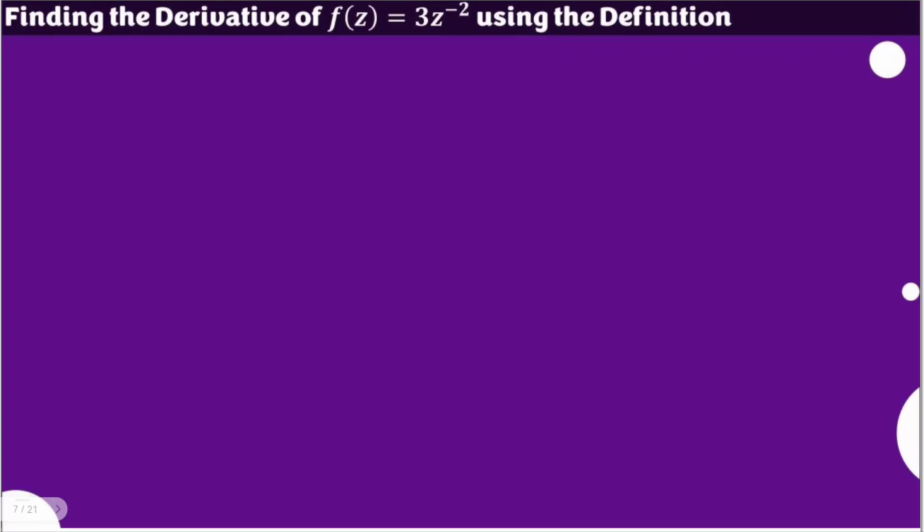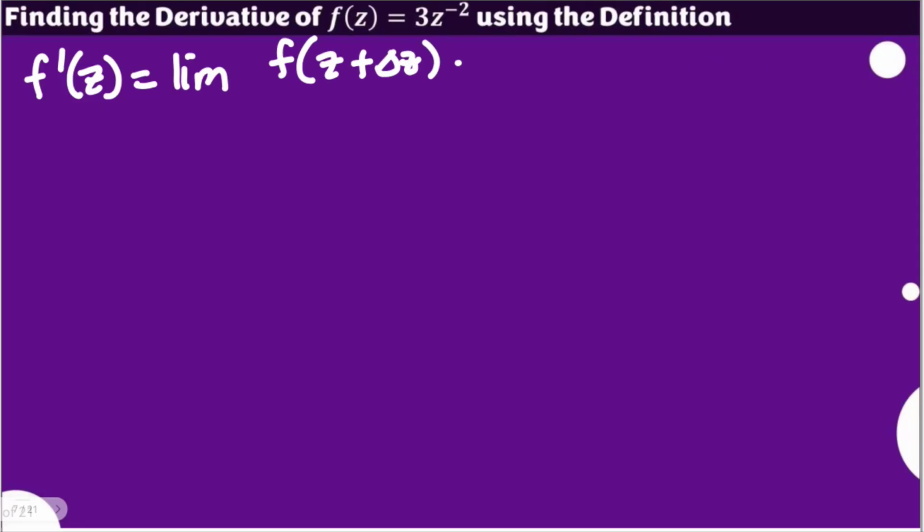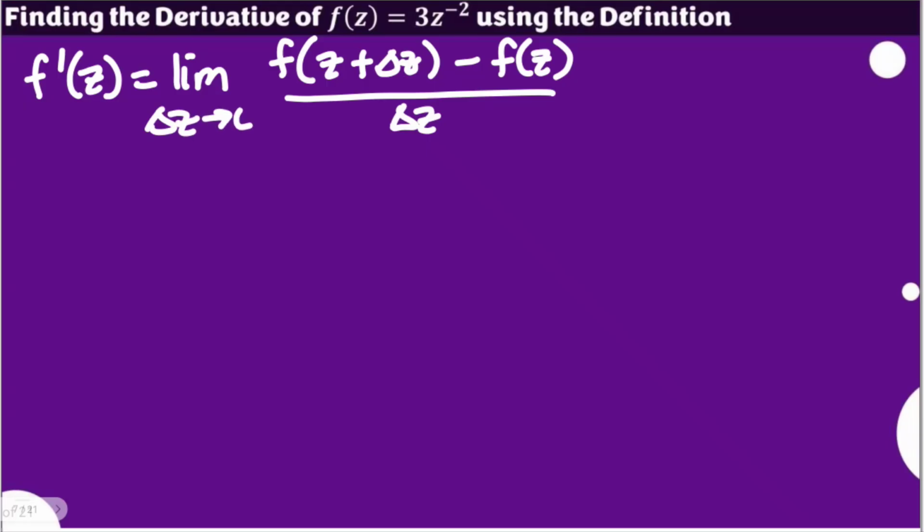We now have another function here, and we are tasked to find the derivative of this using a definition. When we talk about the definition, it's actually a definition using the limit. Okay, so it's identified in this manner. The derivative of your function z is equivalent to the limit of f of z plus delta z minus f of z all over delta z as delta z approaches 0. Definitely, we cannot just substitute 0 for delta z automatically because that would be undefined.